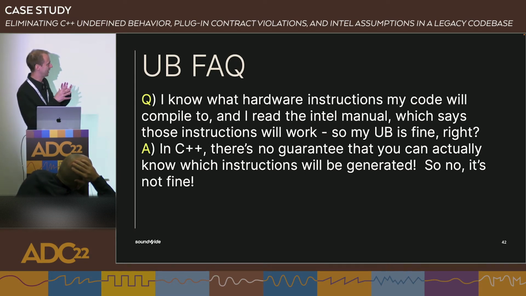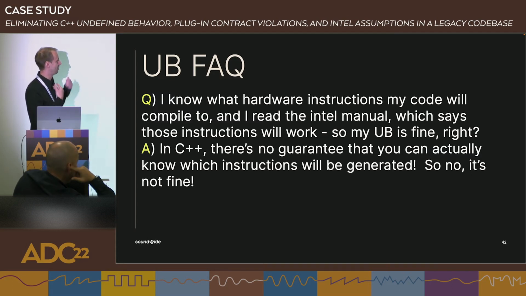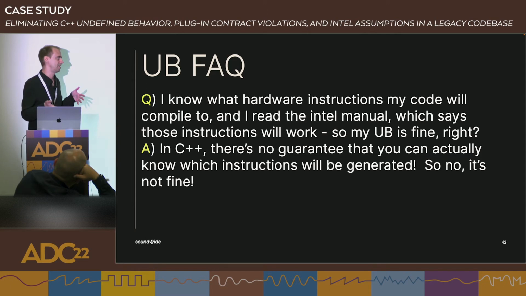This is maybe a subtle, pretty much the same thing as the previous question, but coming from a slightly different perspective. So if you think you know what hardware instructions my code will compile to, and then I read the Intel manual, which says these instructions will totally work, so my undefined behavior is fine, right? And even in this case, C++ doesn't guarantee, and no compilers that I know of guarantee, which hardware instructions a given C++ program will turn into. So even this isn't enough confidence to leave undefined behavior in your code base.